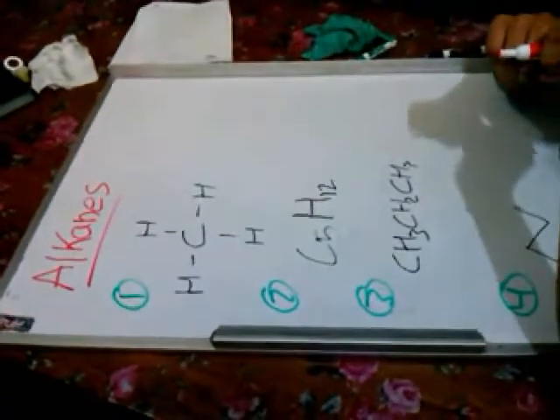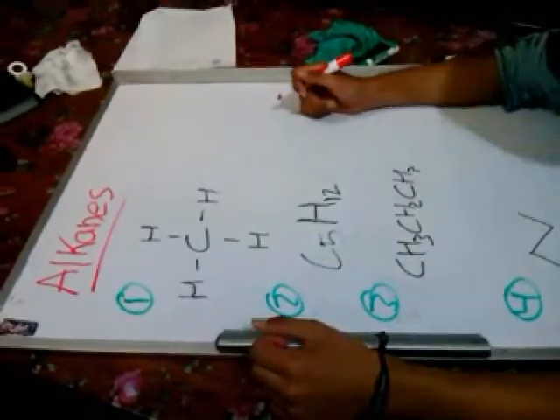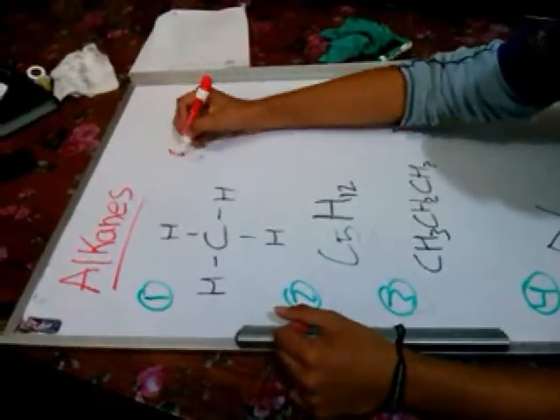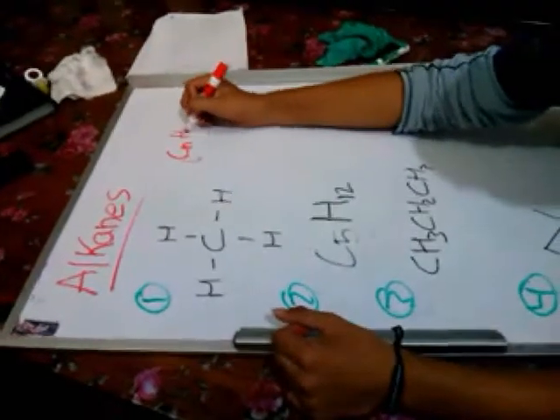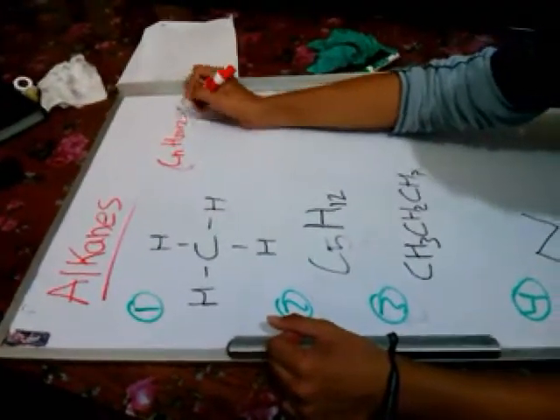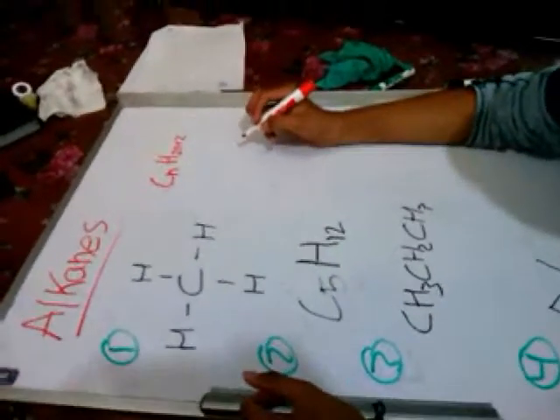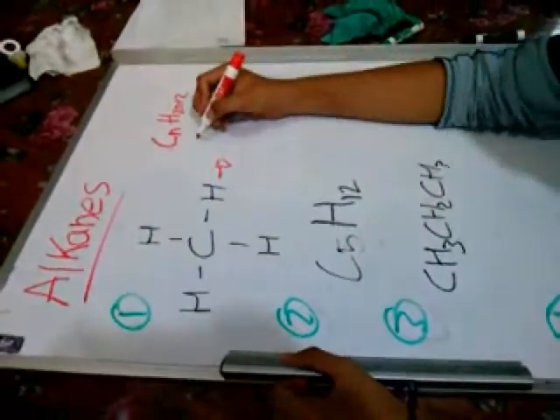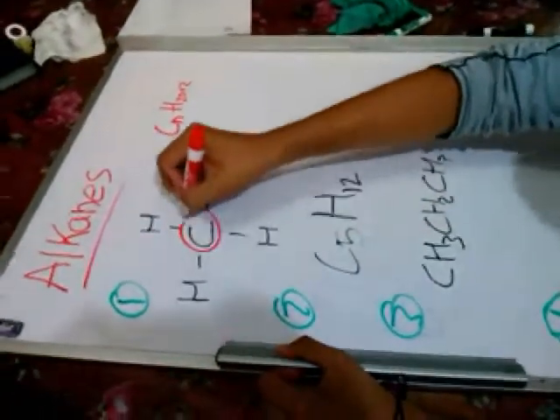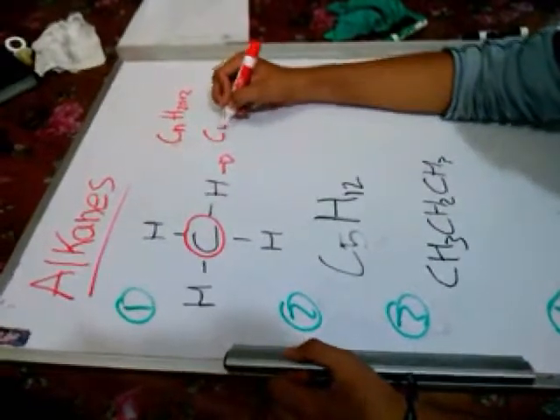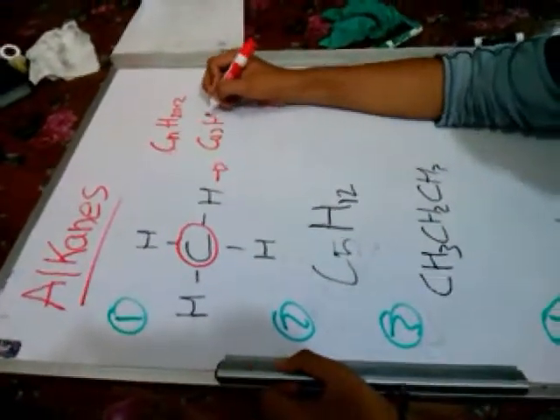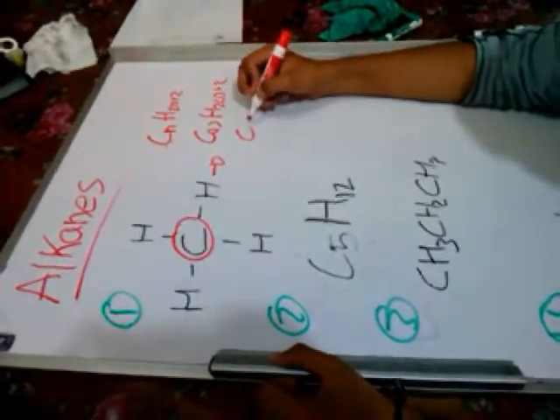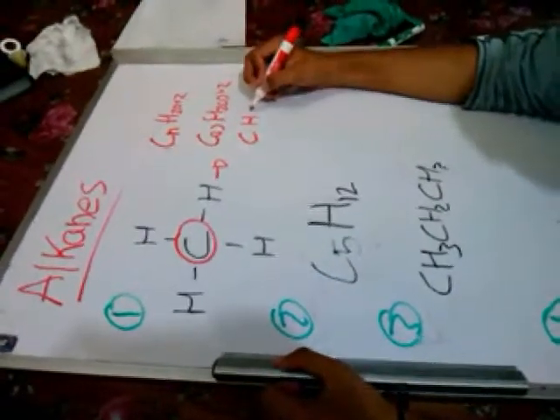Okay, next we are going to see the alkanes. The formula of the alkanes is CnH2n+2, so we can solve the compounds. For example, this one. We only have one carbon, so it's C1H2 times 1 plus 2. So the formula will be CH4.